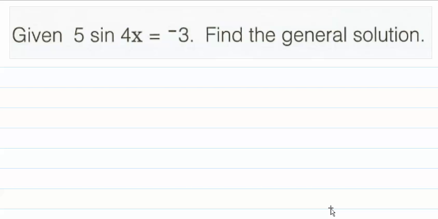Okay, in this video I'm going to show you how to find the general solution of an equation that has a sine function. In particular, we're going to be looking at this function here, 5 sine 4x is equal to -3. And the very first thing we're going to do is look up the general solution in our formula sheets. So here we go.